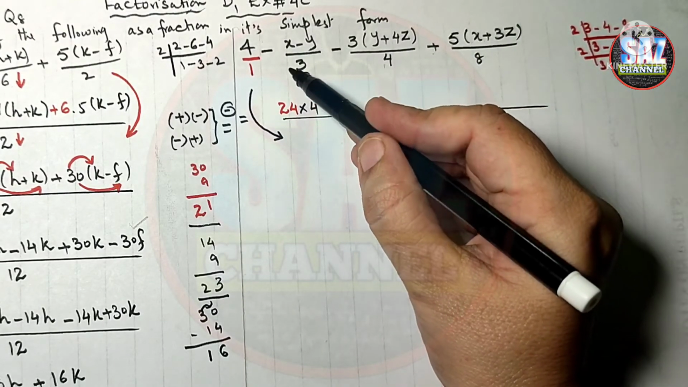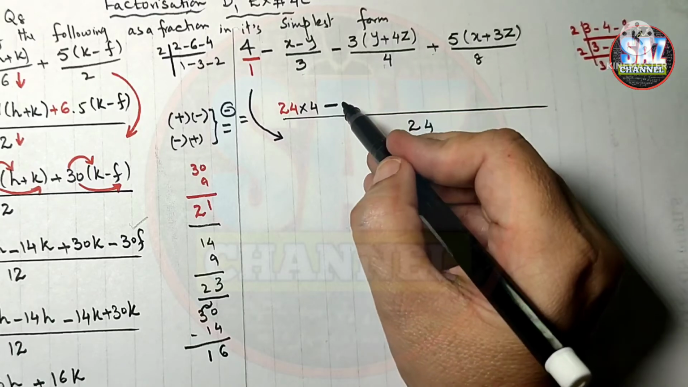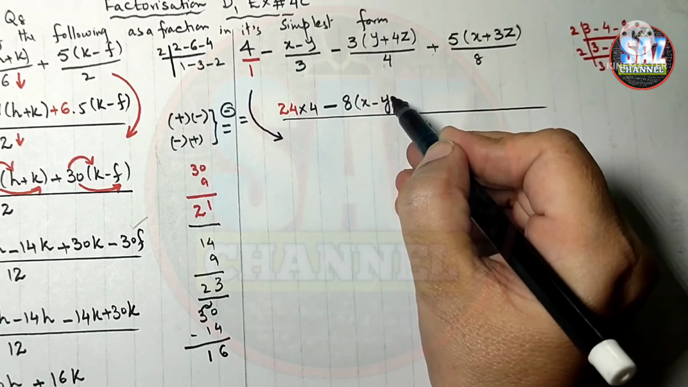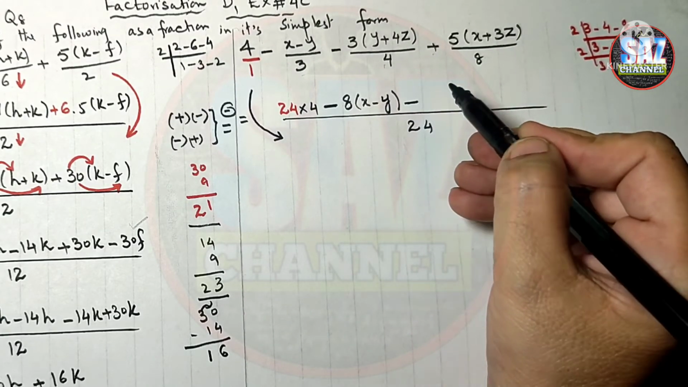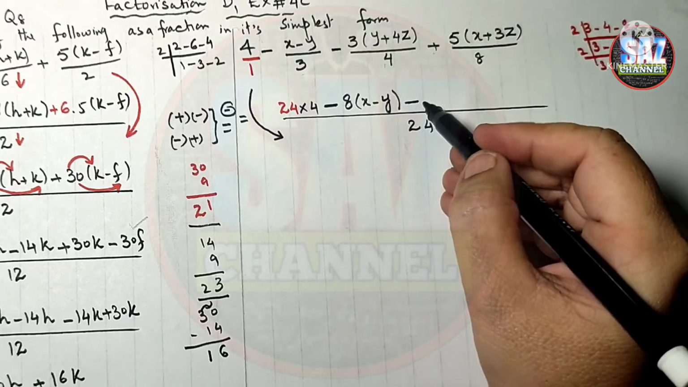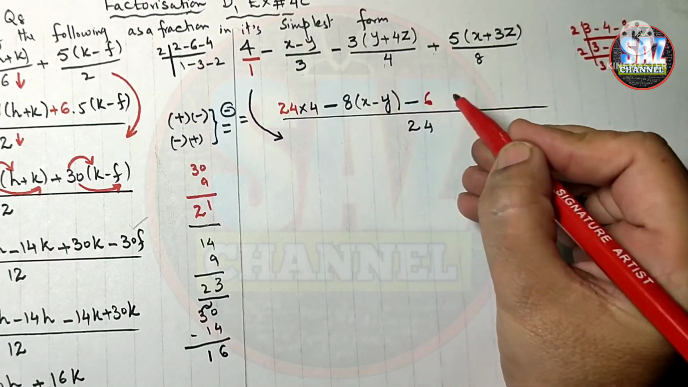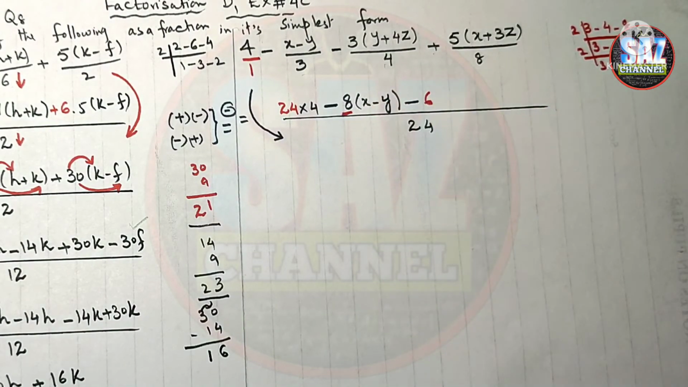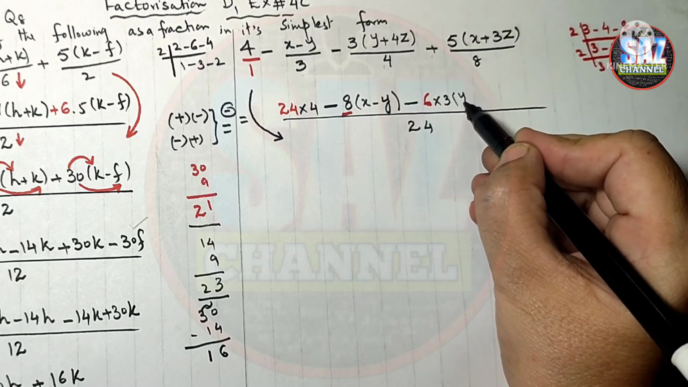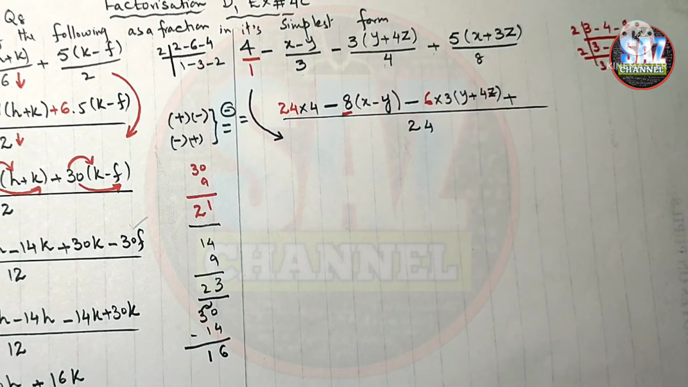Now look, here the denominator is 3, but the LCM is 24. 3 how many times is 24? That is 8. So, it means I have to multiply 8 here, by (x minus y), and this minus sign will come as it is. Moving to the third denominator, that is 4. 4 how many times is 24? 6, and here we are deficient of 6. 6 will be multiplied by 3y plus 4z. Plus, 8 how many times is 24? That is 3.